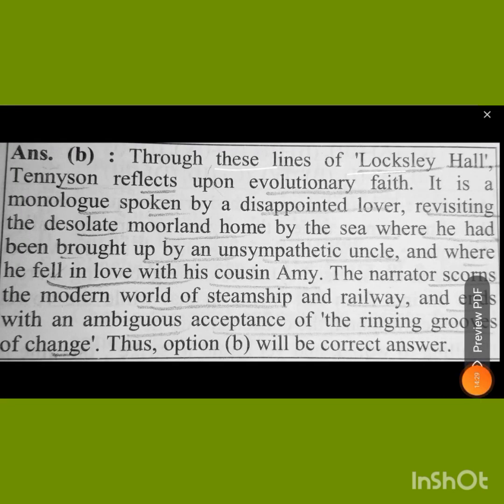Through these lines of Locksley Hall, Tennyson reflects upon evolutionary faith. It is a monologue spoken by a disappointed lover revisiting the desolate moorland home by the sea where he had been brought up by an unsympathetic uncle and where he fell in love with his cousin Amy. The narrator scorns the modern world of steamship and railway and ends with an ambiguous acceptance of the ringing grooves of change.